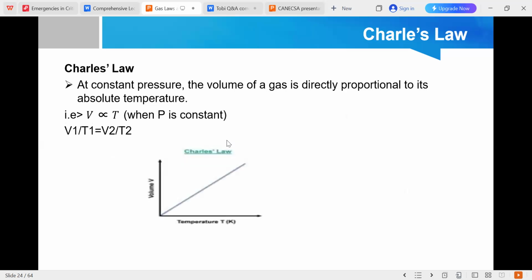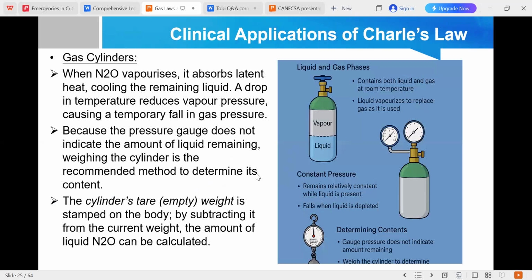So the second law we're looking at is Charles' law, which states that at constant pressure, the volume of a gas is directly proportional to its temperature. So as temperature increases, volume increases. And this is the explanation.